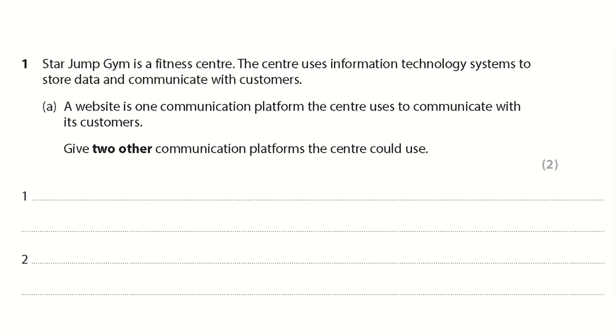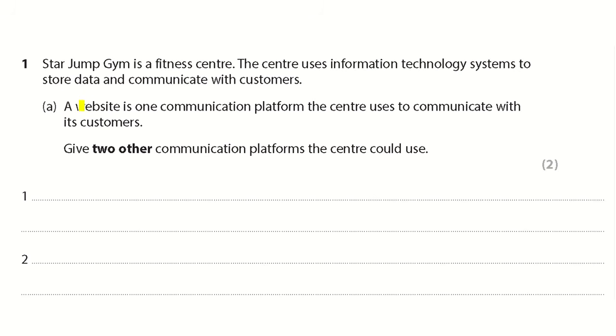We've got Star Jump being a fitness centre. The centre uses IT systems to store data and communicate with its customers. Into part A, and we've got a website is one communication platform the centre uses to communicate with customers. Give 2 other communication platforms the centre could use.